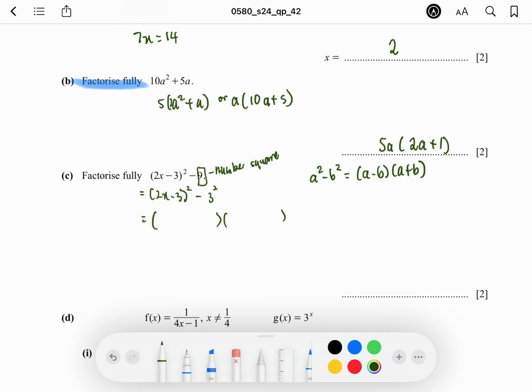Okay. The first term is 2x minus 3. Not 2x, not minus 3, but 2x minus 3. Okay. Minus the second term. So the first term, this one is A, this one is B. Okay. So A minus B, A plus B. Why does teacher say A, B? Because this is the example there, A and B. Don't leave behind your Year 9 knowledge.